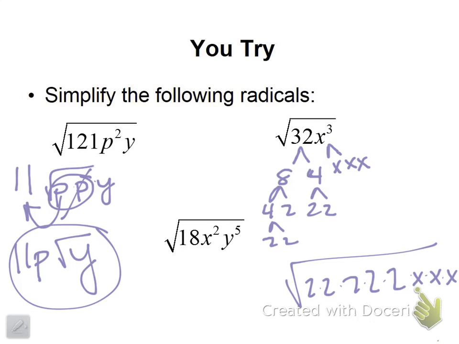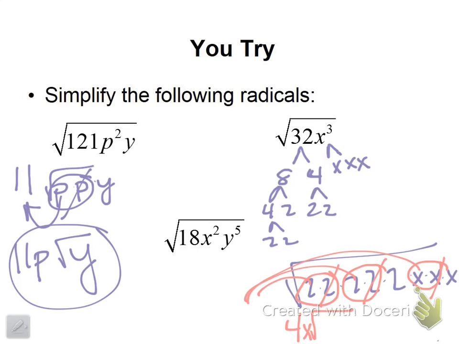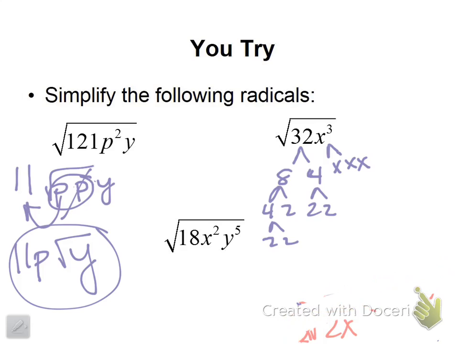So let's circle our pairs, and then kill one off so that we can get them out of jail. So I got 2 2's coming out and an x coming out. So I'm going to have 2 times 2, which is 4, and an x. And then what I've left is a 2 and an x on my inside is my answer. Okay, now I'm going to go ahead and erase this so we can do this last one.